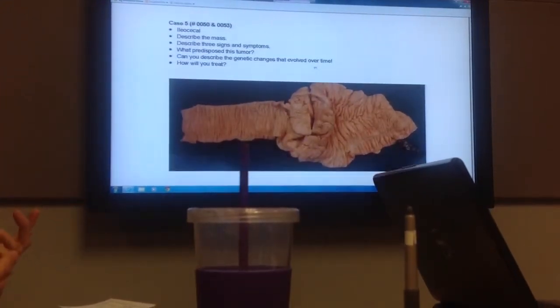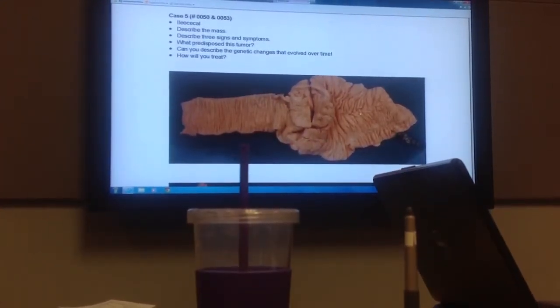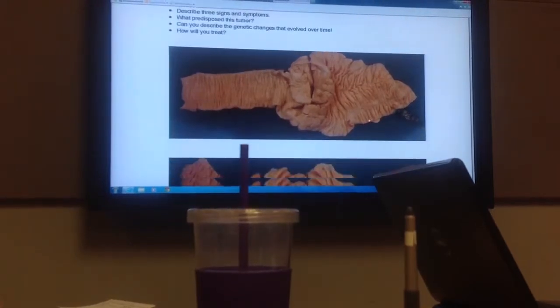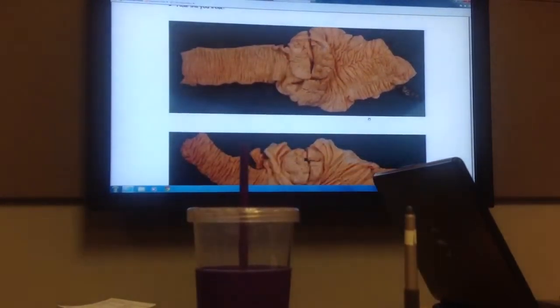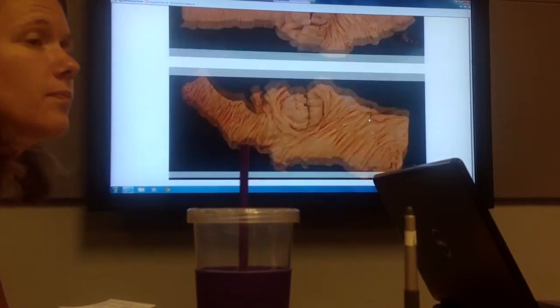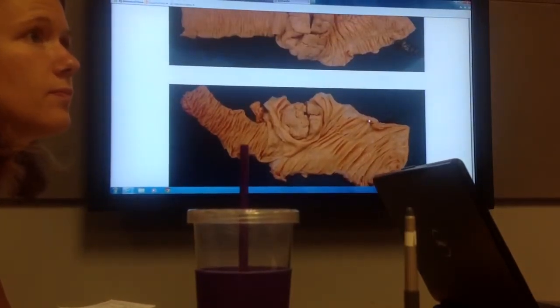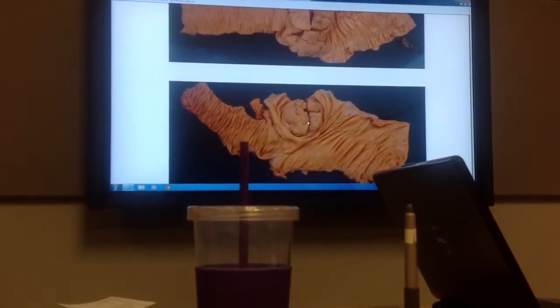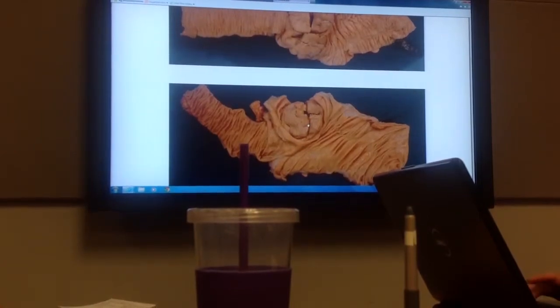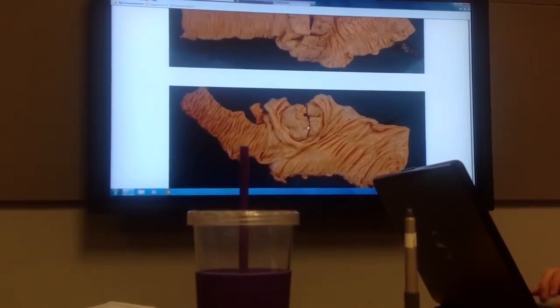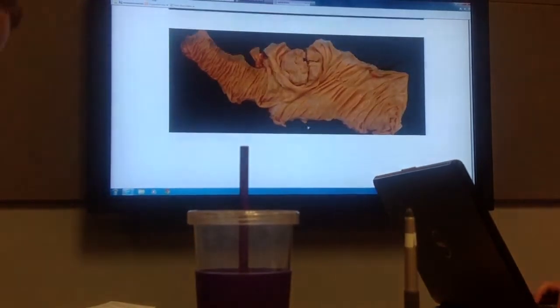We don't see a bunch of polyps over here, right? So we're not thinking it's FAP. And if I told you this patient doesn't have any other strange history, this is probably the case of a sporadic tumor that just happened to be on the right side. It does happen. It's not as common as on the left, but it does happen.